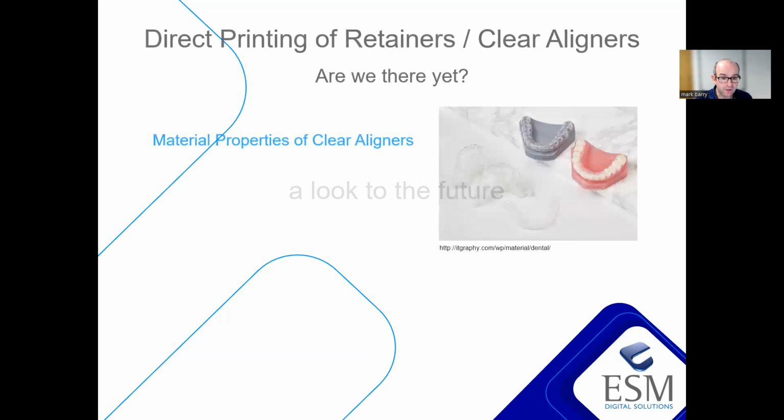So let's take a little look to the future. Where are we going to be? Brilliant. Right, so there's clear aligners. Can we direct print clear aligners? And we're getting there. We really are getting there for mass production type stuff.